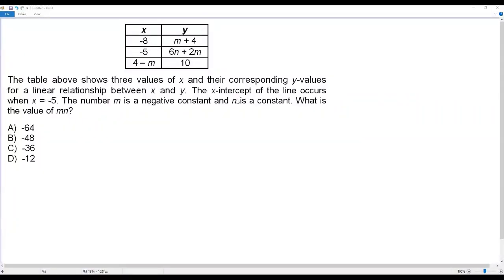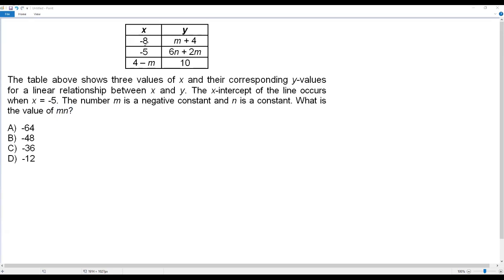Here we have a SAT math question. Here we have a table of values for x and y. The table above shows three values of x and their corresponding y values for a linear relationship between x and y. The x-intercept of the line occurs when x equals -5. The number m is a negative constant and n is a constant. What is the value of m times n?